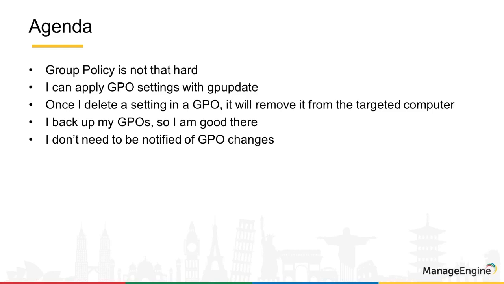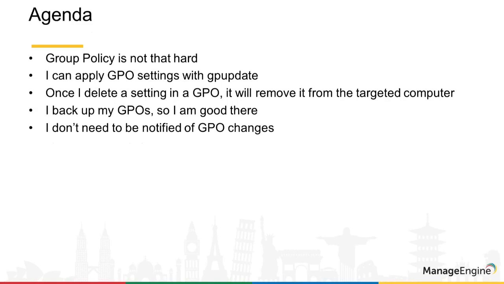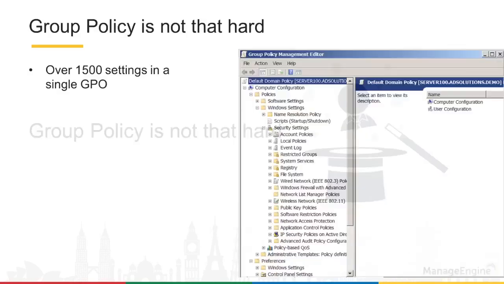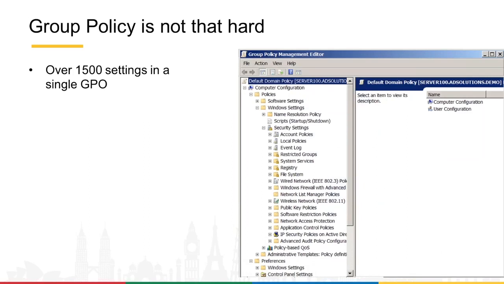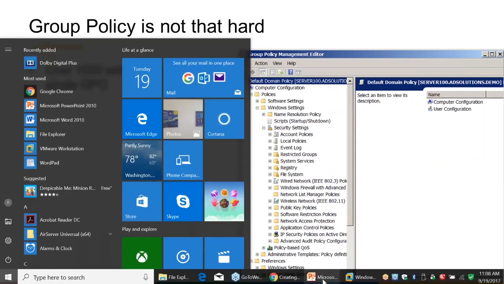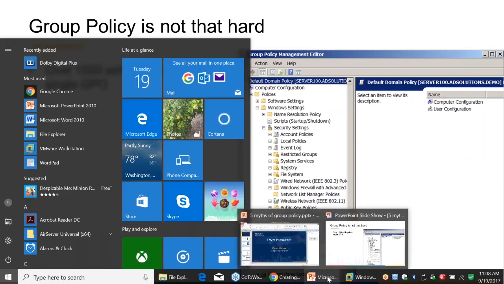is the myth that group policy isn't hard. Group policy, in my opinion, is extremely difficult. I mean, that book that I wrote took me well over 9 months to write. Group policy is the cornerstone of Active Directory in terms of configuration, management, and security. So group policy is hard. Just look at a single group policy object. A single group policy object has over 1,500 settings. We're talking about settings that range from controlling the control panel, the desktop, everything.